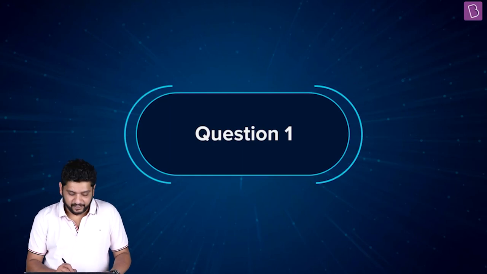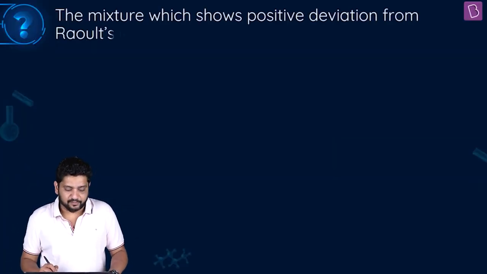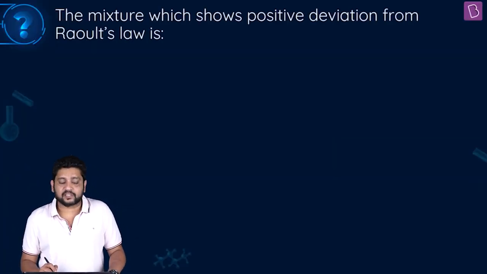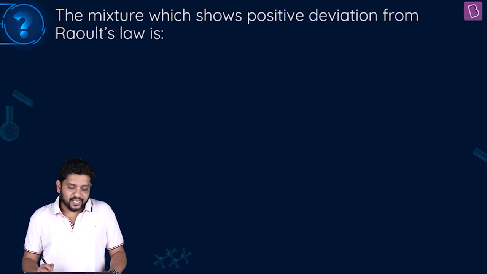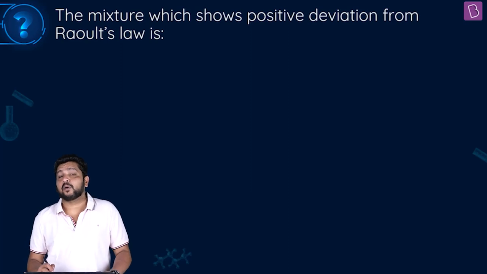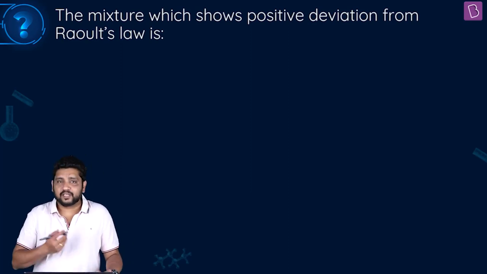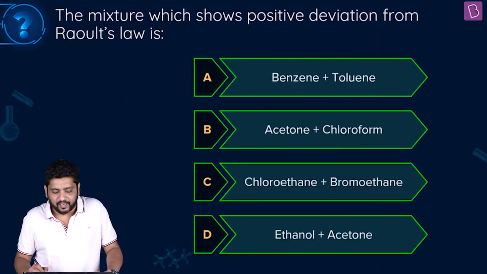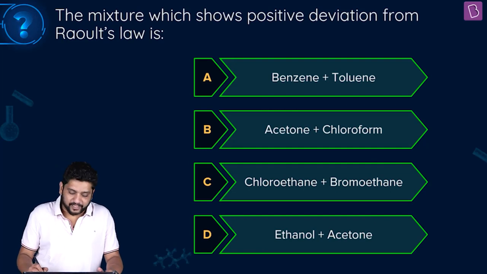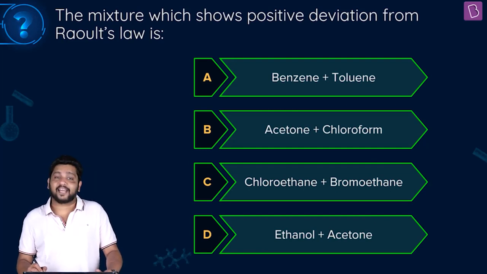Now let's look at the question. Let's read the question first. The mixture which shows positive deviation from Raoult's law is, right? So this is from solutions. We are asked about which one is showing positive deviation from Raoult's law, or deviation from ideality. The options given are benzene and toluene, acetone and chloroform, chloroethane and bromoethane, and ethanol and acetone.